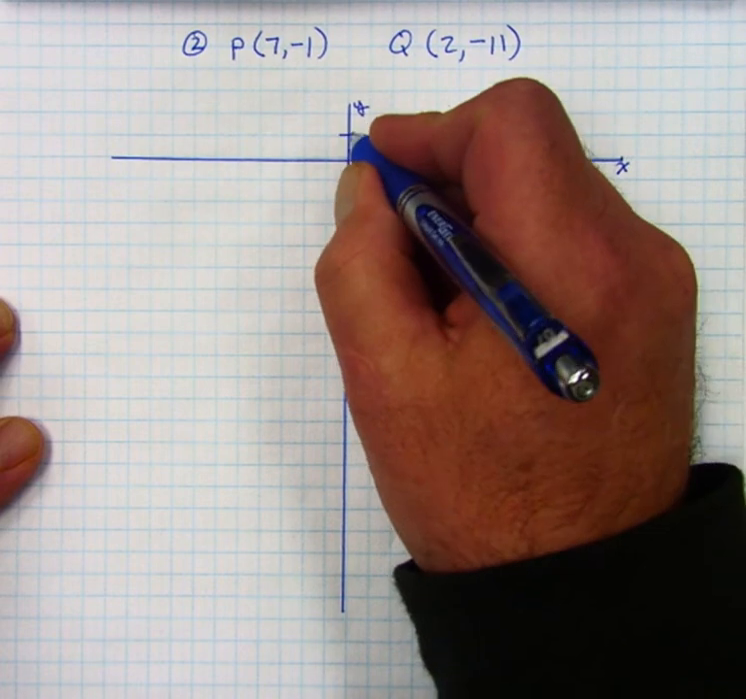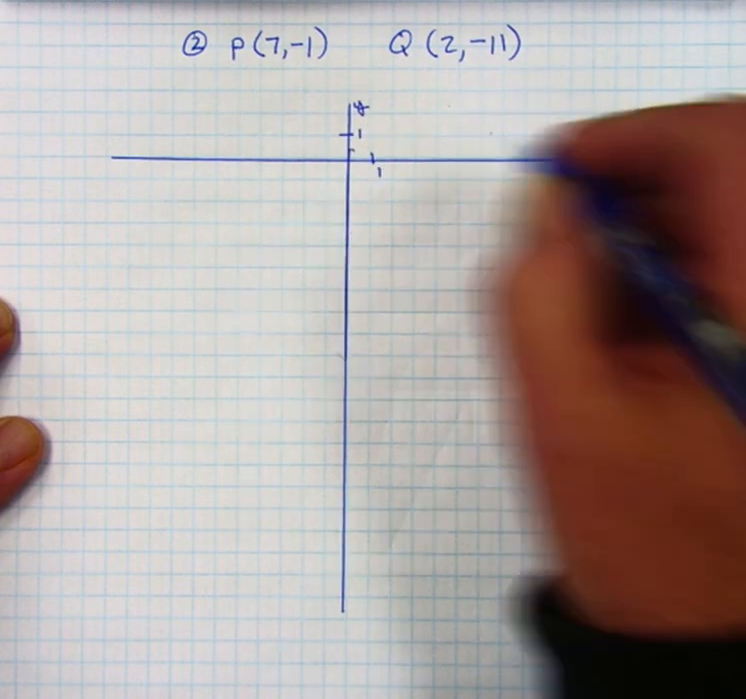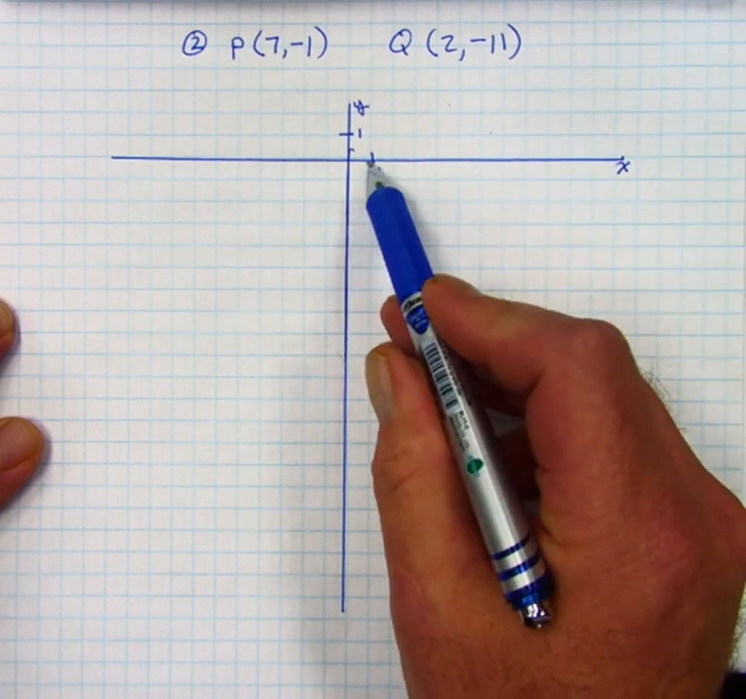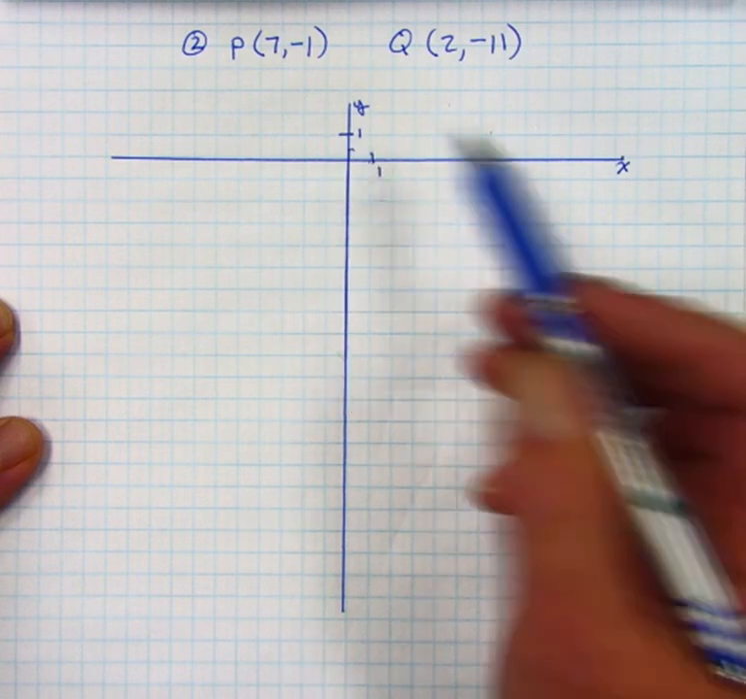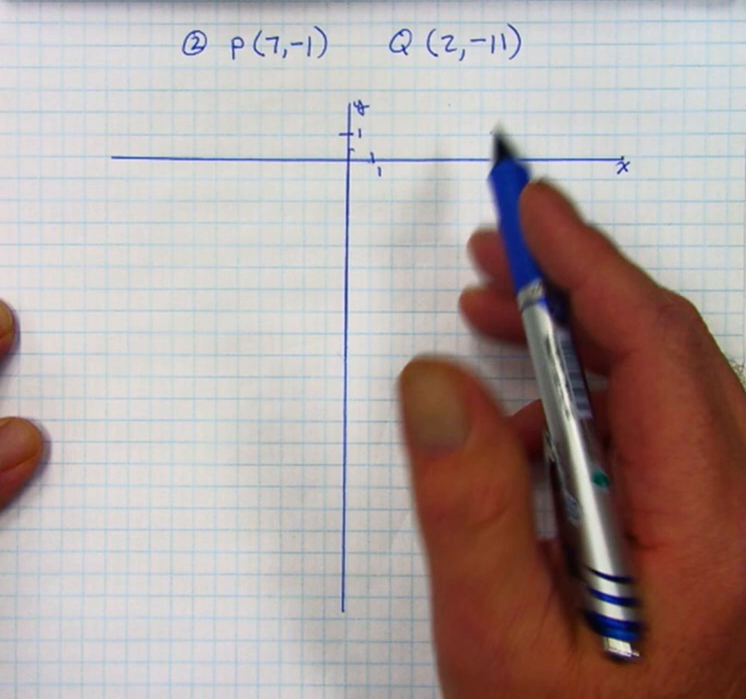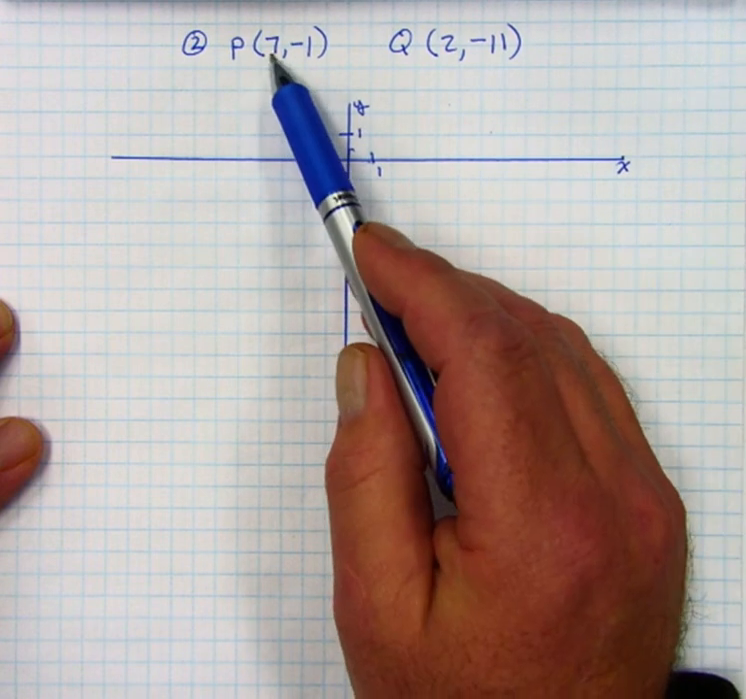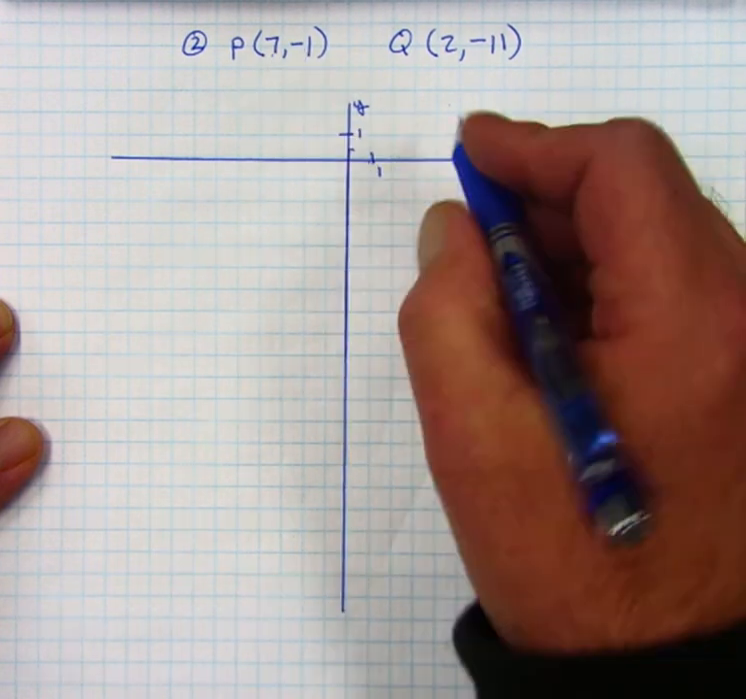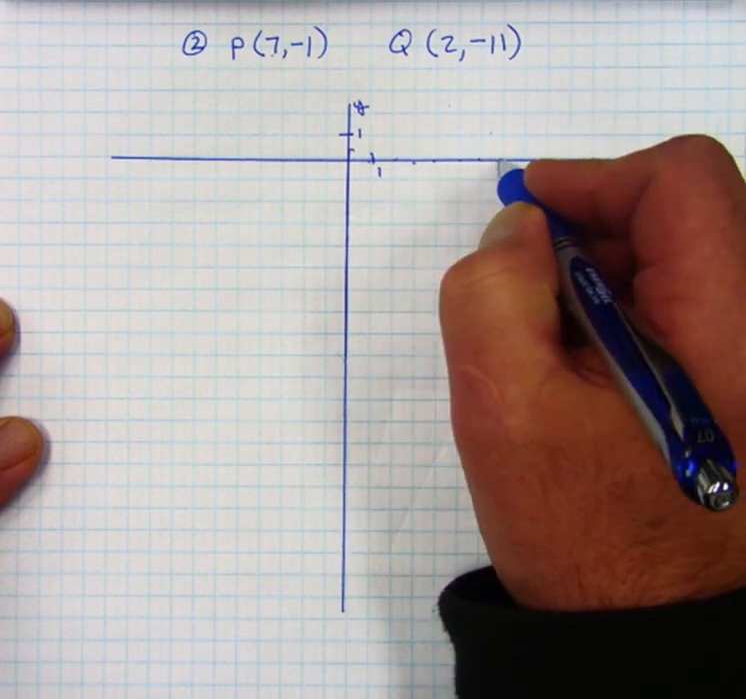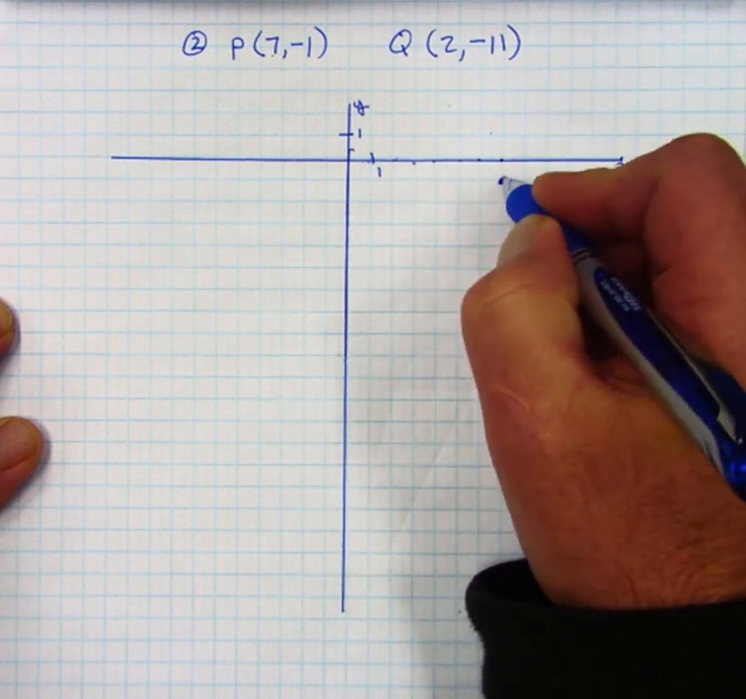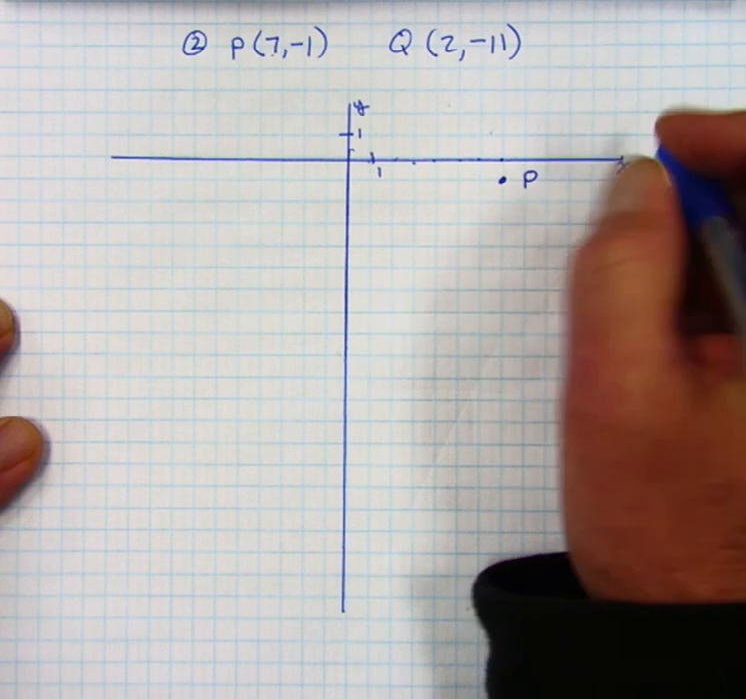You need to show a scale. Now, when I say show a scale, I mean this: show me how much a tick mark or a square is worth on the x-axis, and how much it's worth on the y-axis. Now, P has coordinates 7, -1. That means your x-coordinate is 7. So here's 1, 2, 3, 4, 5, 6, 7. -1 puts me there. So that is the point P.